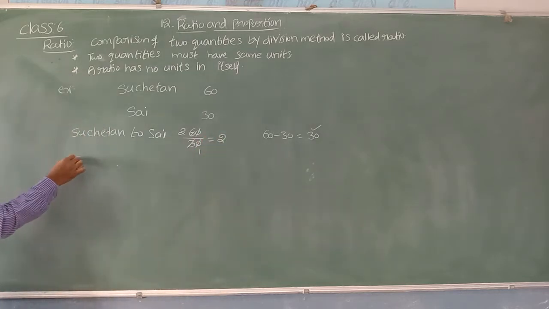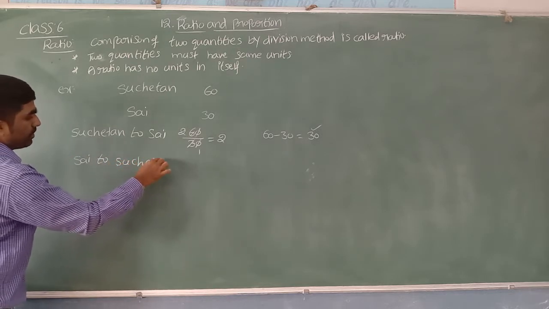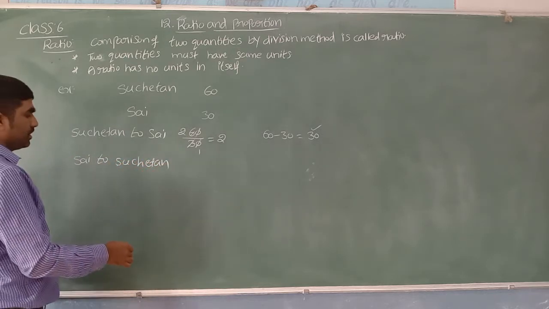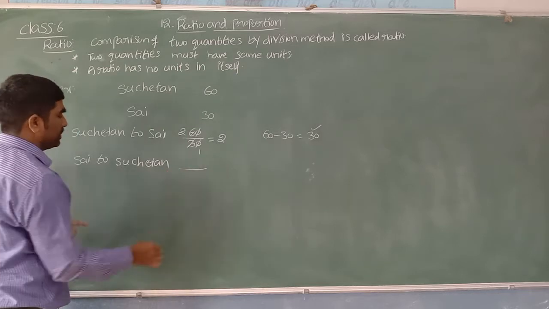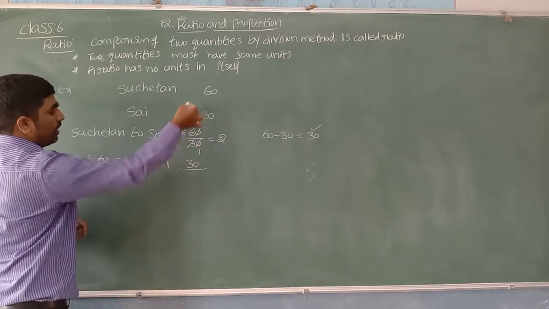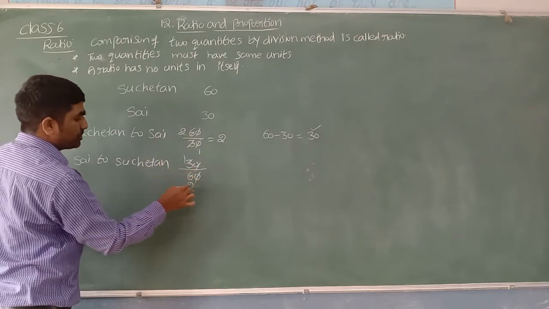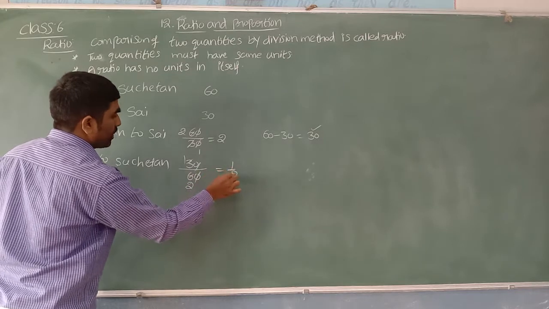Now let us start the comparison of Sai's marks to Suchetan's marks. So we are comparing by the division method. First we have Sai, so the marks obtained by Sai are 30 and Suchetan's marks are 60. Zero and zero cancel, 3 ones are 3, 3 twos are 6, which is equal to 1 by 2.